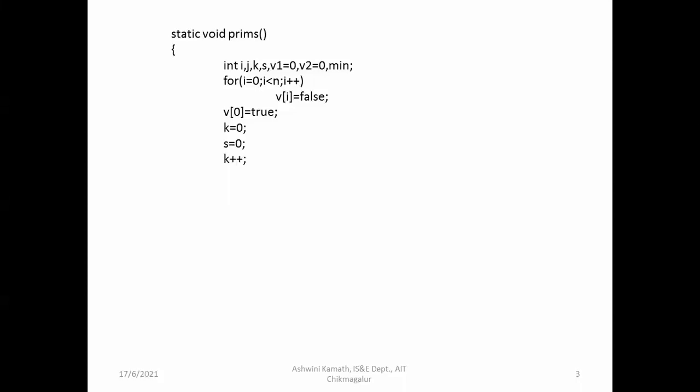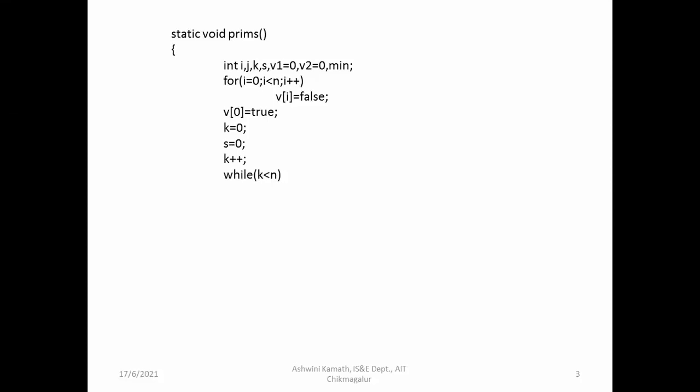Then we are going to increment the value of k. That means we have included one vertex in the tree, only the 0th one. So v of 0 is equal to true. Here we are incrementing the value of k. It represents the number of vertices present in the tree. So k plus plus, that means in the spanning tree, we have included one vertex.